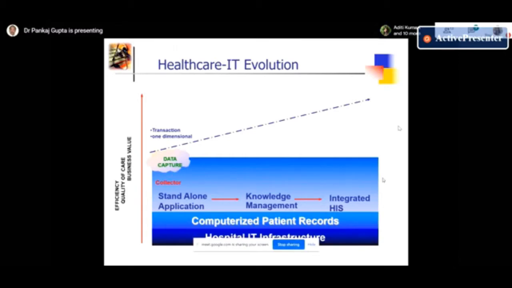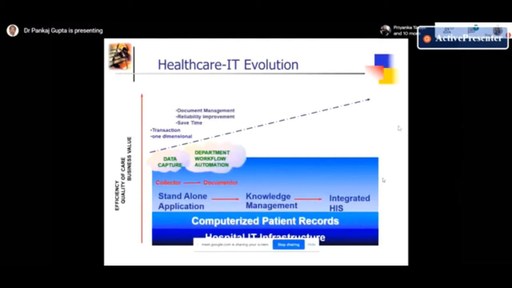But in India, if you look at it, a lot of these systems are still at play and they're just data capture systems. They put out a form, they're accepting a certain amount of data in a certain format, and that's all they can do. They can't do anything else. So these are standalone applications and they are transactional, they are one-dimensional in nature.